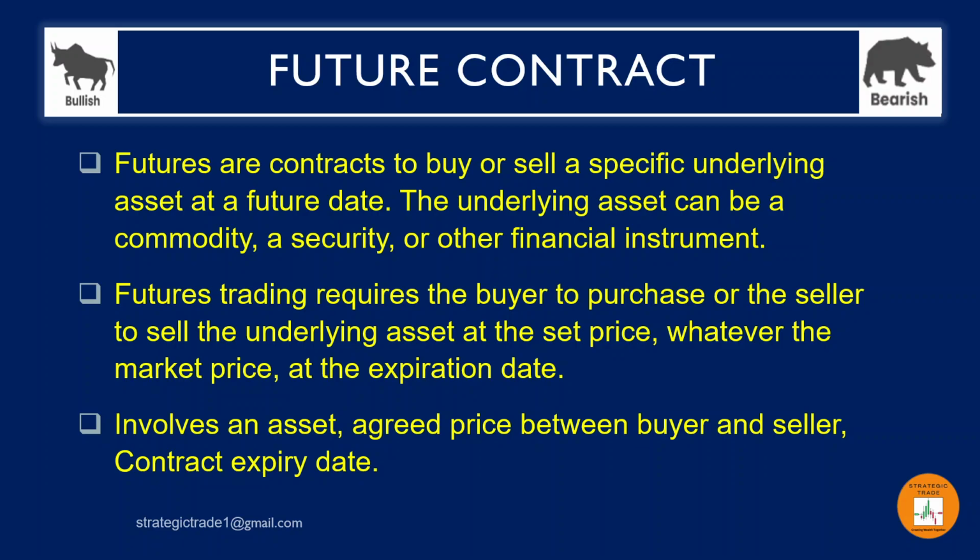Based on the prediction, some people may buy some commodity at the cheaper price, and they may sell it when there is high demand. That's what it is: based on the market condition, we have to predict the price of the commodity or some other assets, like securities or any other financial instruments, beforehand.